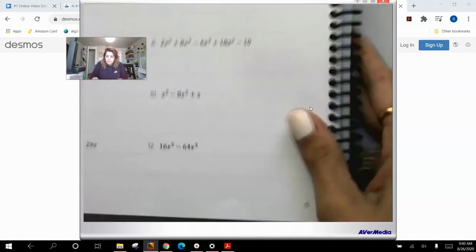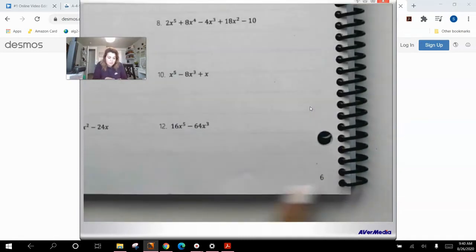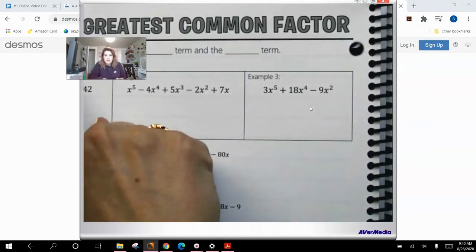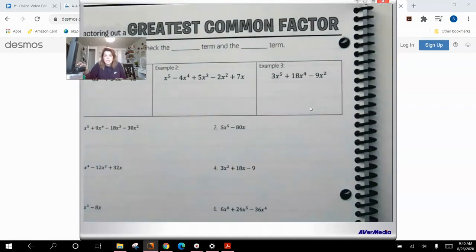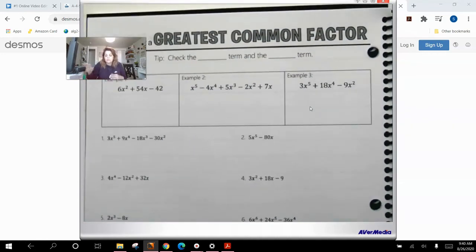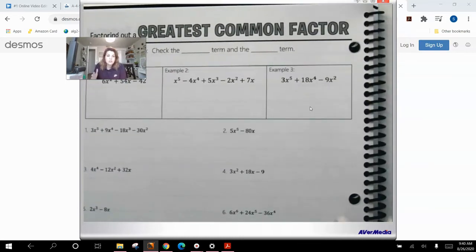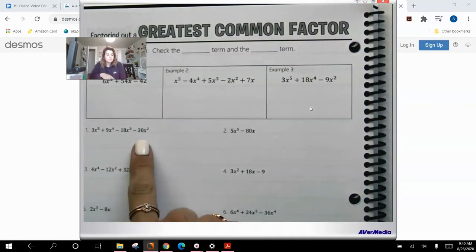So I don't know why I didn't fix that, but this 6 should be on the left-hand side, not the right-hand side. We're on page 6, and the title says Factoring Out a Greatest Common Factor. Greatest Common Factor means GCF, and it is a term that you can divide out of each of the numbers.